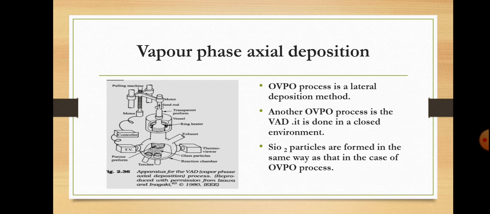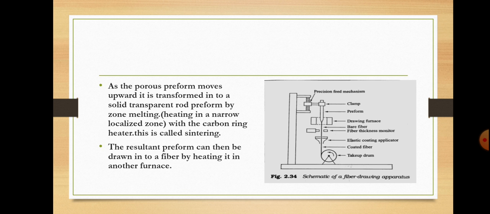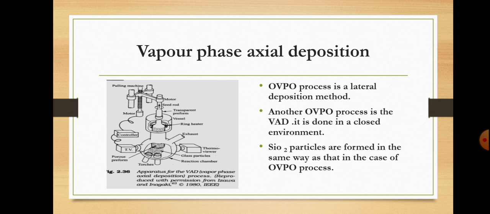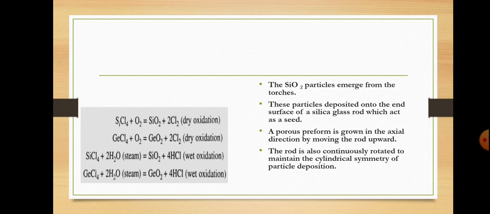Remember that in this case axial deposition takes place, and all the processes are enclosed within a chamber, so that there will not be contaminants from the outer environment. Here also, same as in the case of OVPO, soot formation takes place by the chemical reaction given in this diagram.